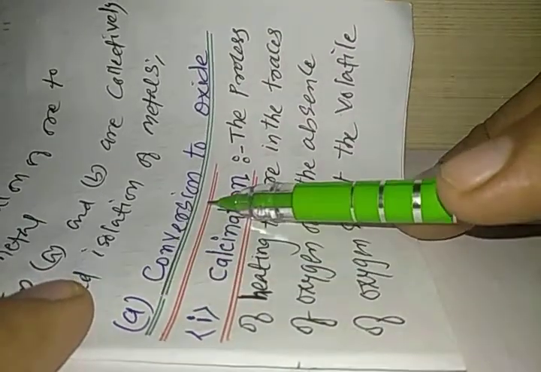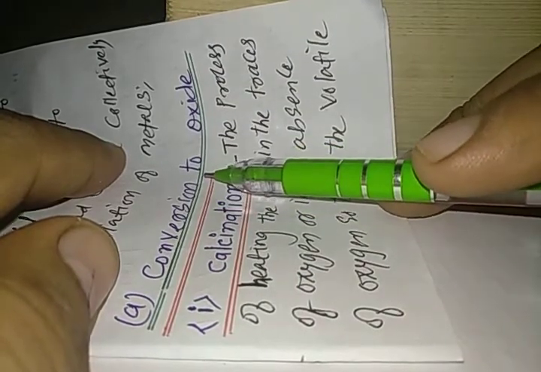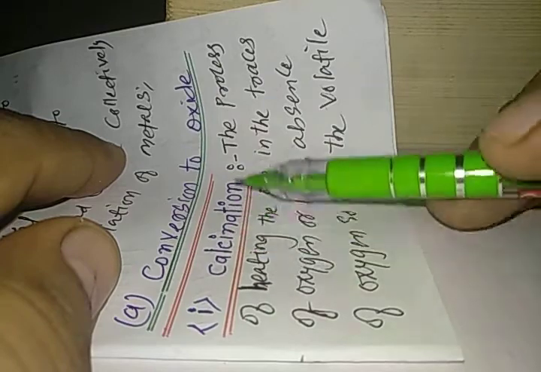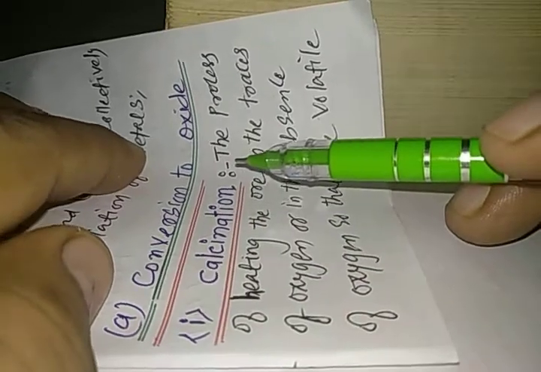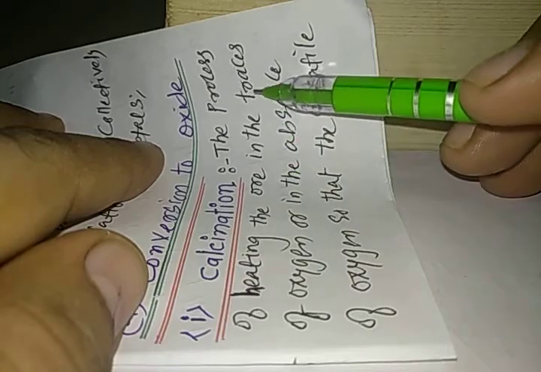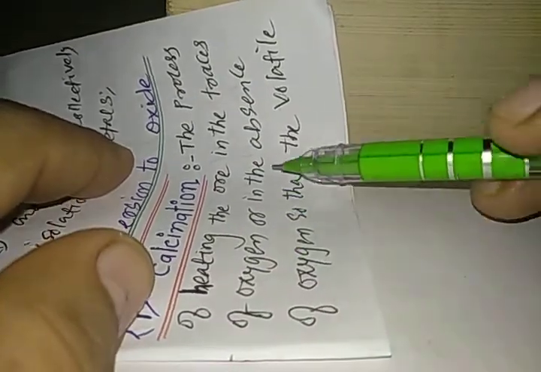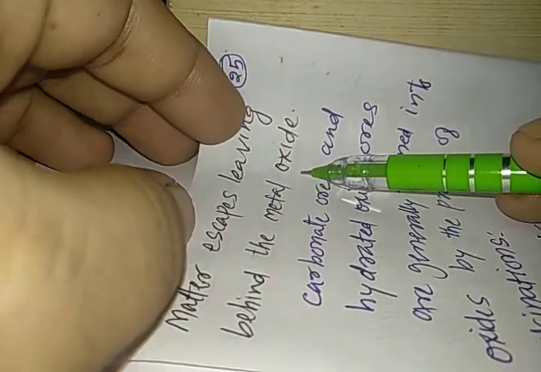Now step A, which is known as the conversion to oxides. The conversion to oxide can be done by various methods. One of them is known as calcination. So first we are going to study calcination. Let us define calcination. The process of heating the ore in the traces of oxygen or in the absence of oxygen so that the volatile matter escapes, leaving behind the metal oxide, is known as calcination.